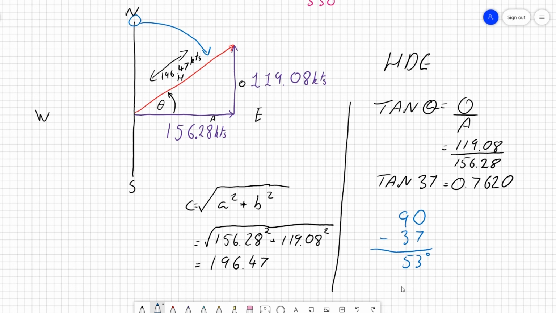So when all is said and done, the aircraft's track and heading, which is what we were after, will be 196.47 knots at a heading or track of 53 degrees.